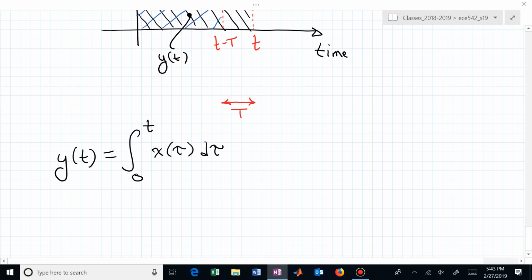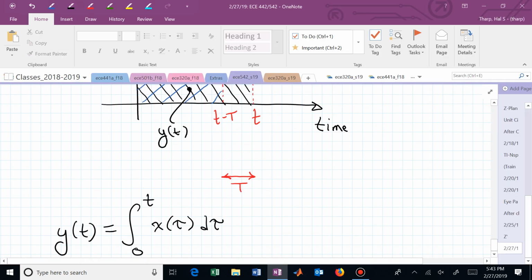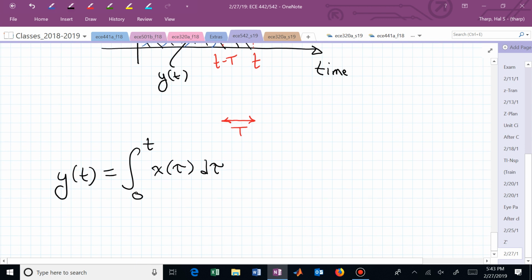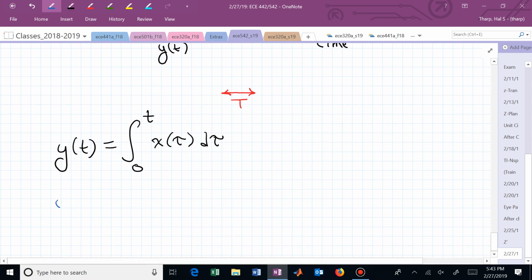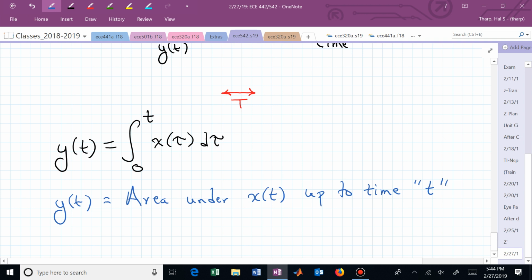And we can write that actually other ways. But for starters, let's just recall what we're saying y of t is. Y of t is the area under the function x of t up to time little t.